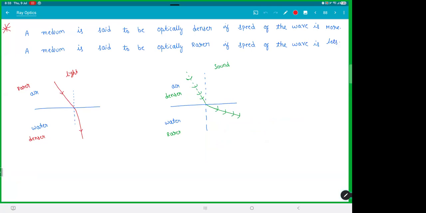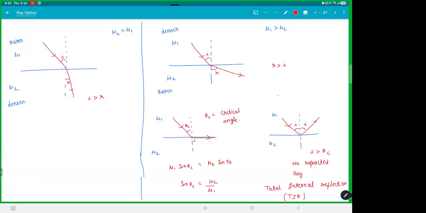The last thing that we did, we started with refraction. Great, let's go ahead with the problem.